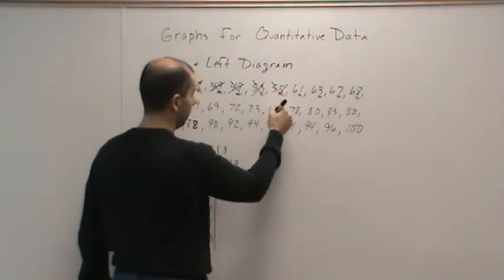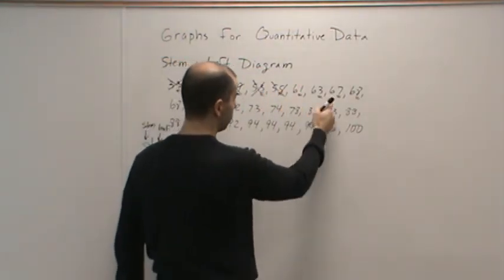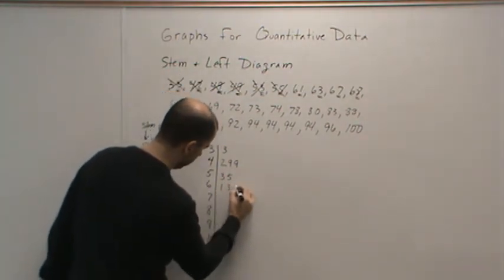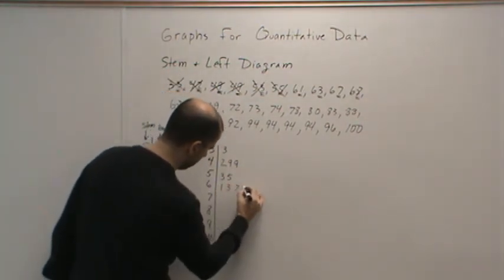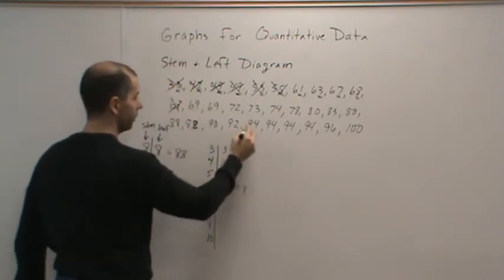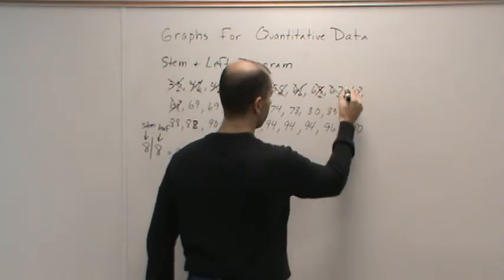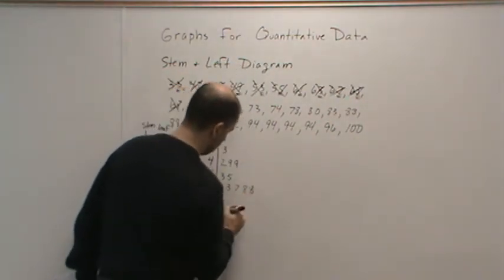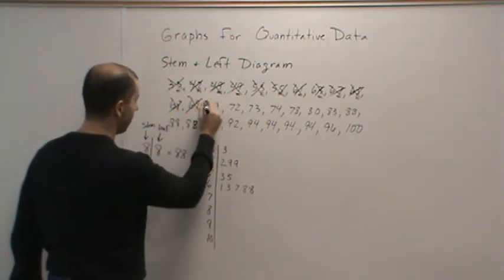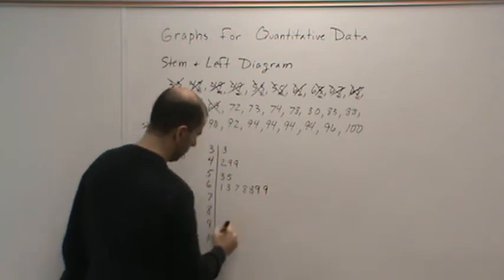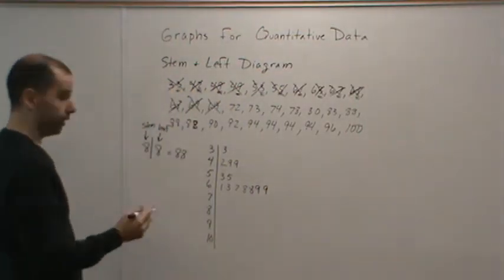So 3, 5. Now I got 6s. So 1, 3, 7, 8. And then I've got another 8. Right? So I've got another 8 to put here. And then I've got a 9. I've got 2 9s. Okay, so now I'm done with the 6s.